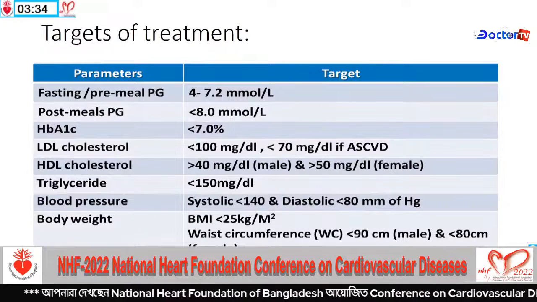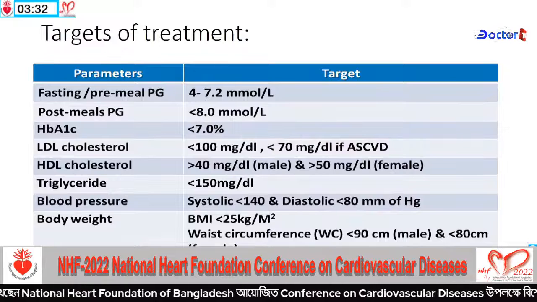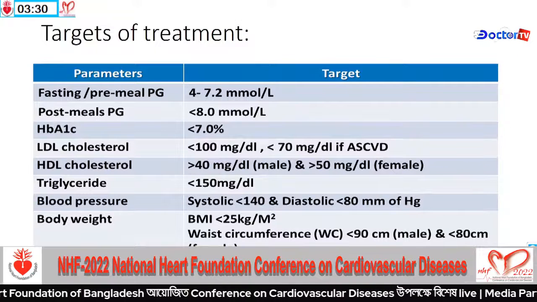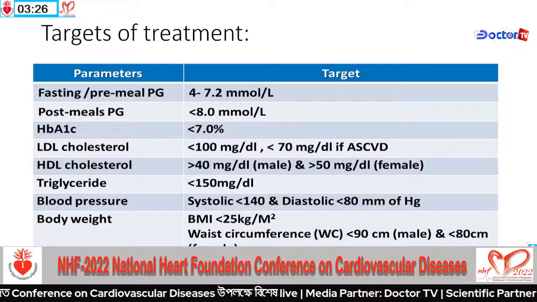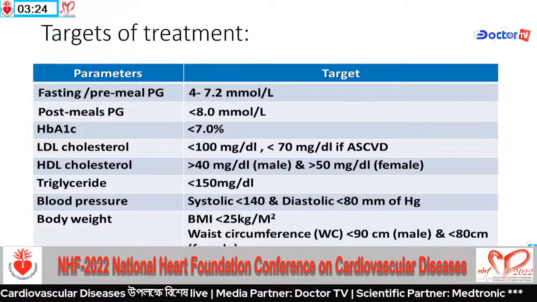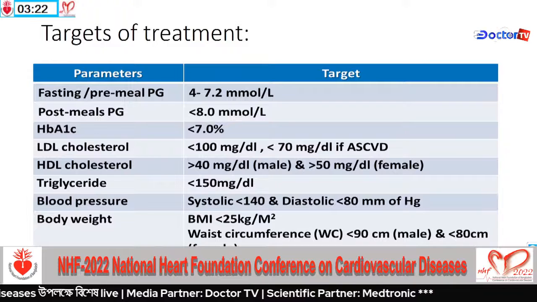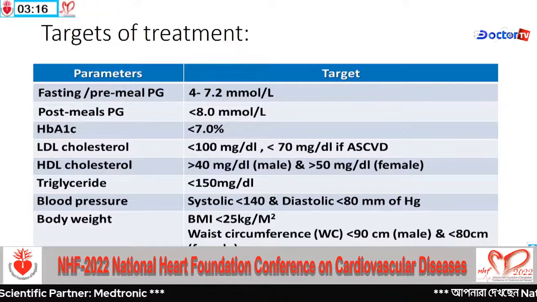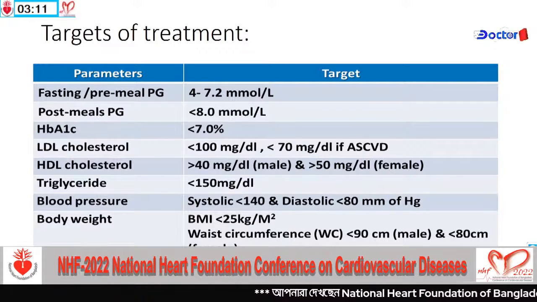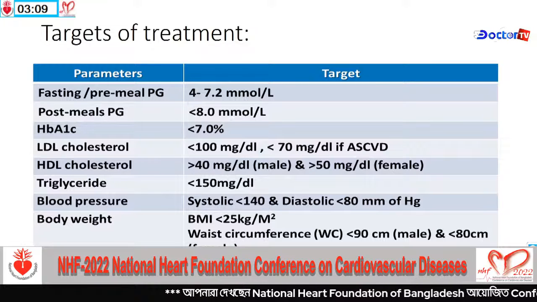So we have to fix the targets. The basic target so far is to keep the fasting blood sugar around 4 to 7.2, post meal less than 8, and A1C less than 7. LDL cholesterol, as we have heard in the previous lectures, less than 100, HDL more than 40, triglycerides, and blood pressure 140 over 80 millimeter mercury. So considering these issues, we have to fix the target.